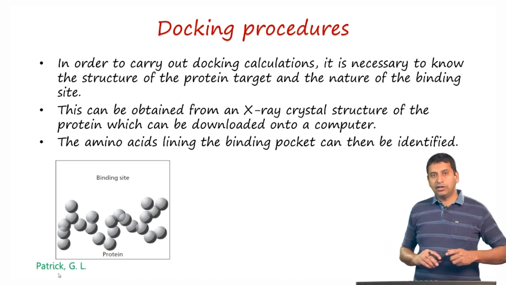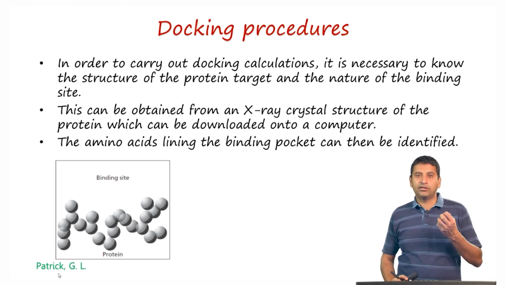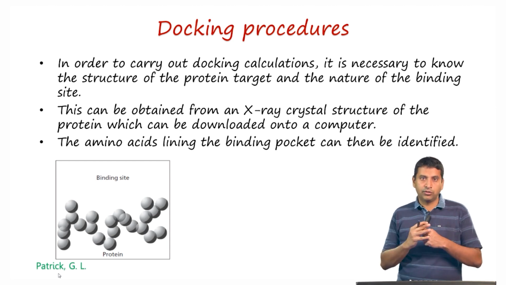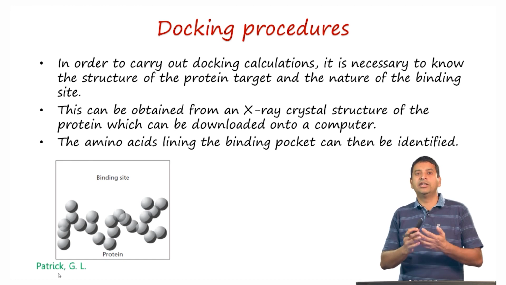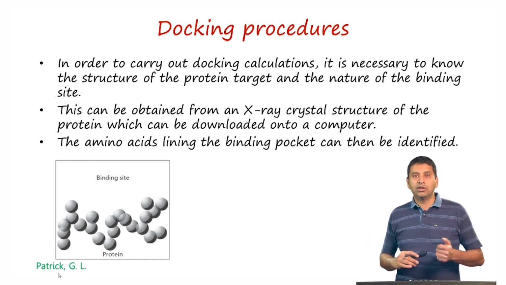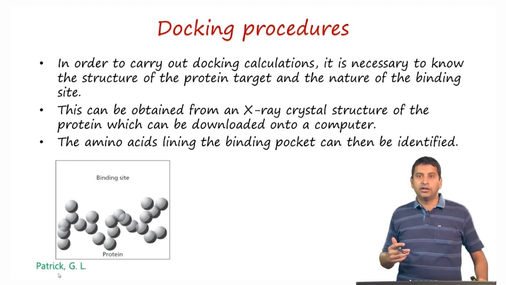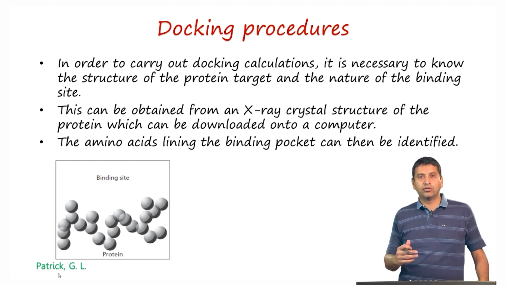So, the next major aspect is using docking. Docking is a way to find out whether a ligand is going to bind to a protein and whether the binding is favorable. Again, this gives us a relative score. In order to carry out these docking calculations, it is necessary to know the structure of the protein target and the nature of the binding site.